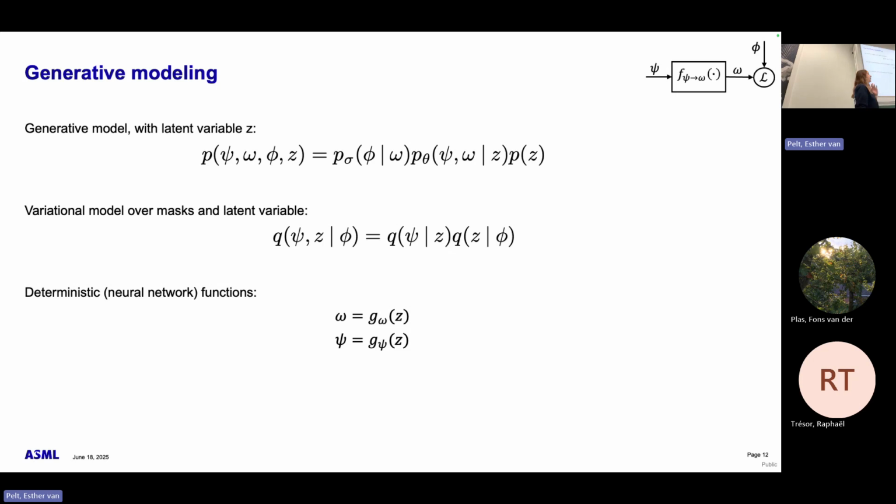Then for the generative modeling, for the entire model we have the primitives as input, and as output we have the mask and the wafer target, to reconstruct the targets. We also introduce the latent variable z, which is used to produce the wafer target and mask. These are deterministic functions. So we sample z, then produce a mask and wafer target from it. And we use variational inference by using the variational model Q.